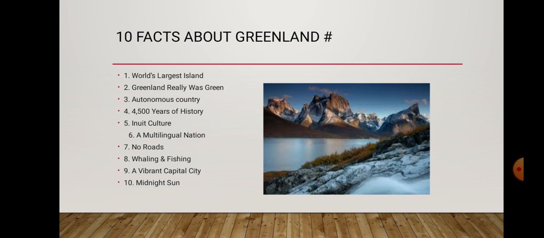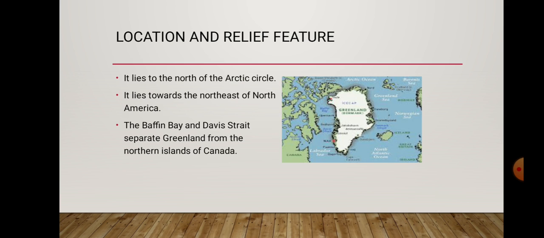So even though it is a capital city, it has a population of only 15,000 people, because Greenland is a less populated country. And since it is covered by ice, and since it is near the North Pole, it has a midnight sun. So this is one of the facts.